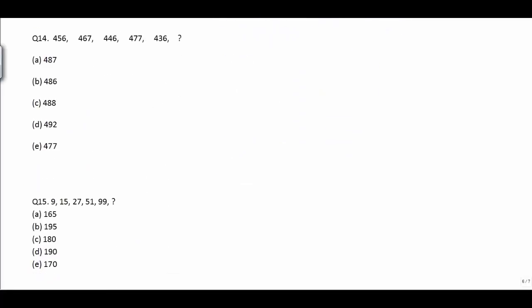Question number 14, the first term is 456, 467, 446, 477, then again 436 and the missing term. If you look at the series, we may see that from here to here there is an increment, then from here to here there is a decrement. Again increment, then decrement. So this is how the series is.